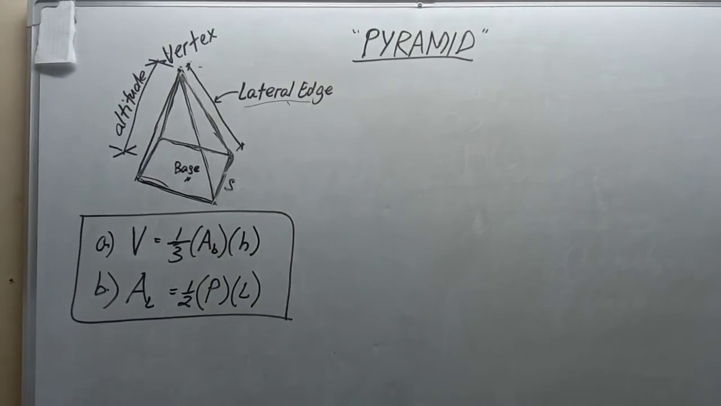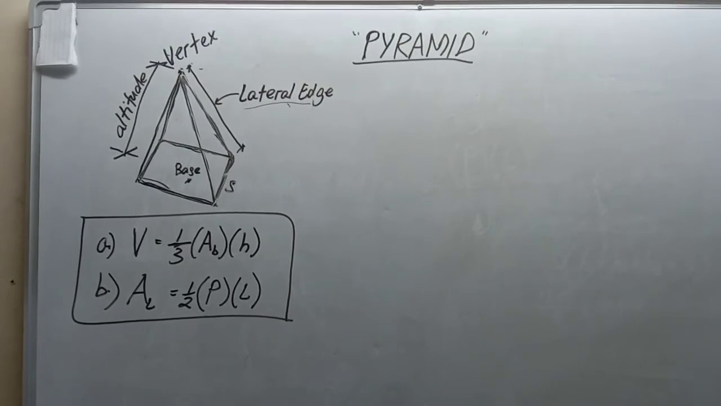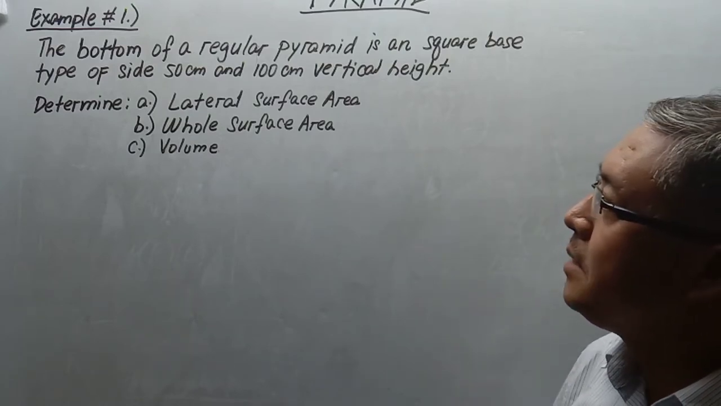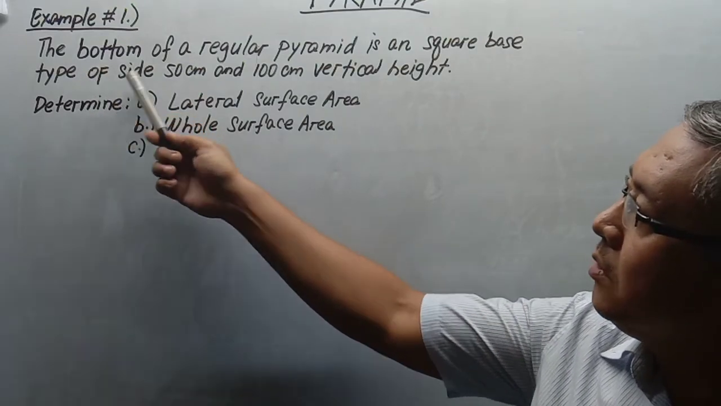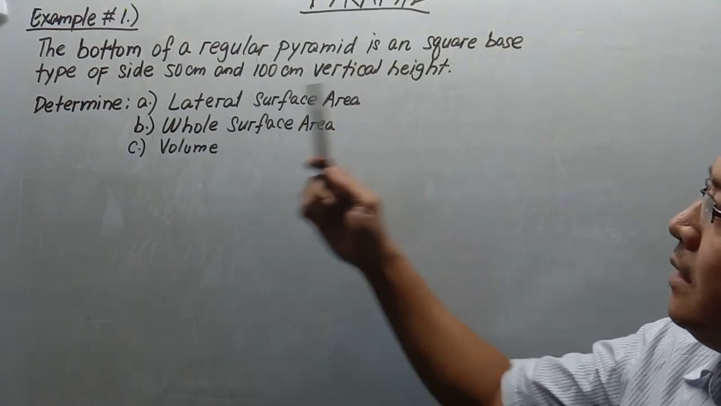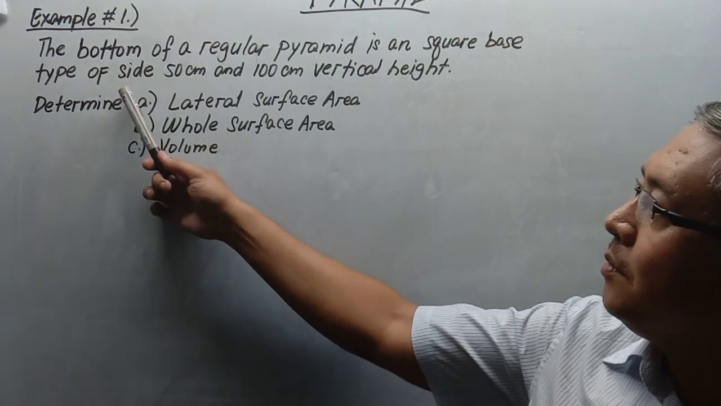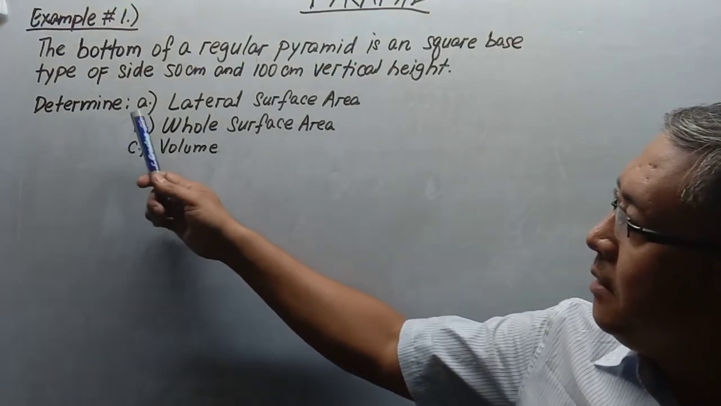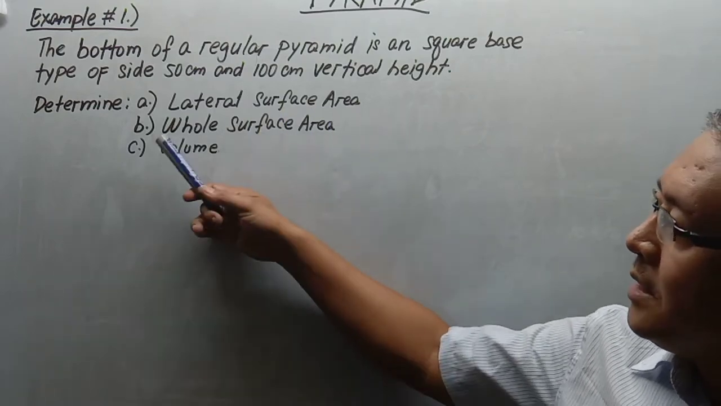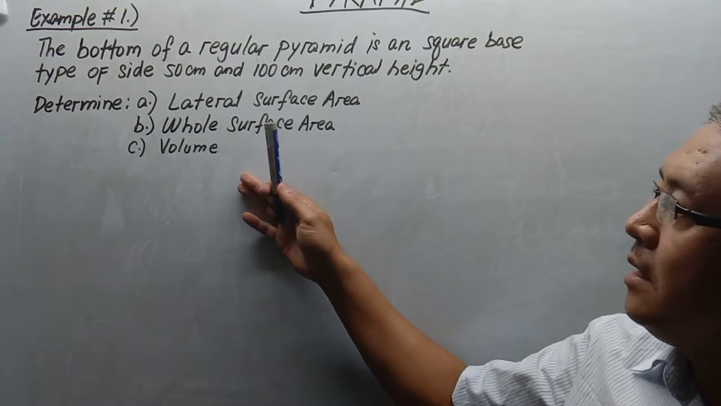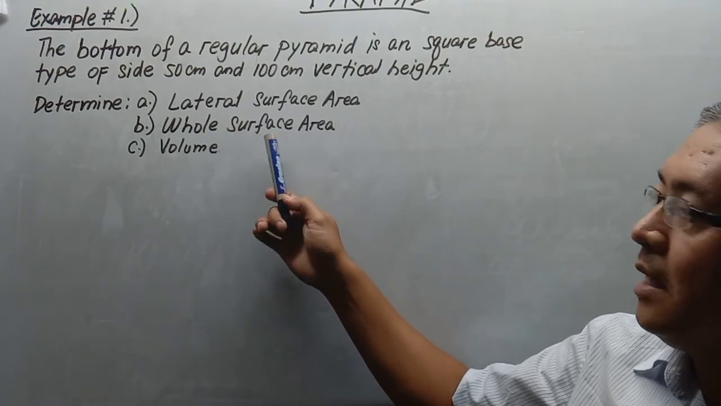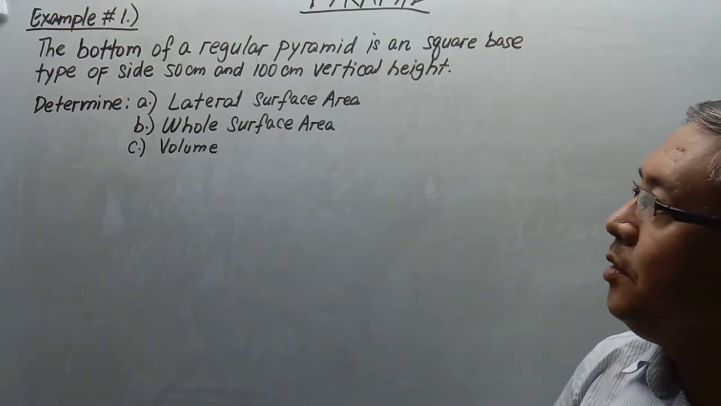Now to understand further, I am giving you an example word problem related to this regular pyramid. I have here the first problem for a regular pyramid. As you can see here, it states that the bottom of a regular pyramid is a square base of side 50 centimeters and 100 centimeters vertical height. Determine A, the lateral surface area of the pyramid. Second, the whole surface area, meaning apart from the lateral surface, we need to include the area of the base, as I mentioned earlier. And the third requirement is to find the volume of the pyramid.